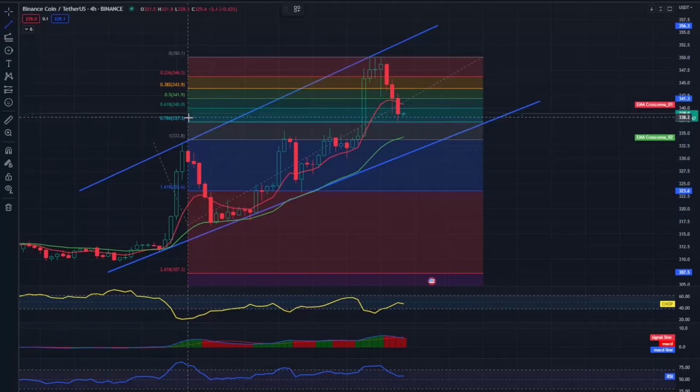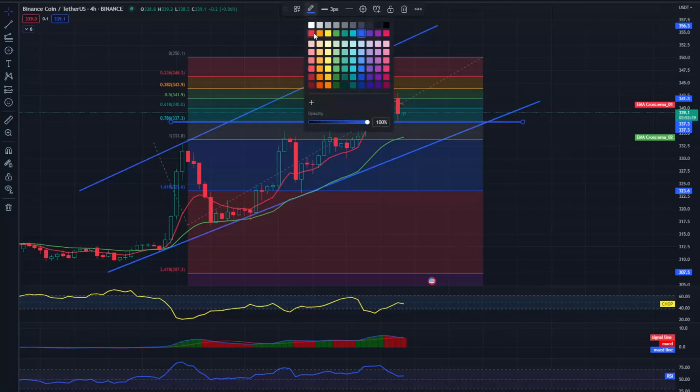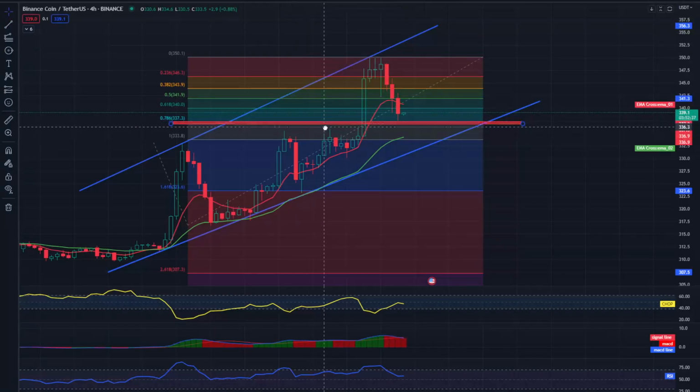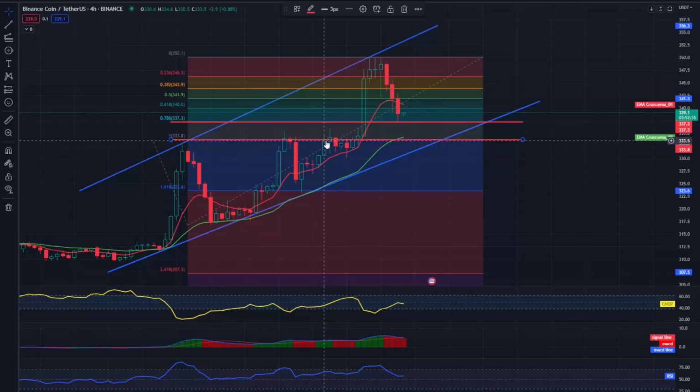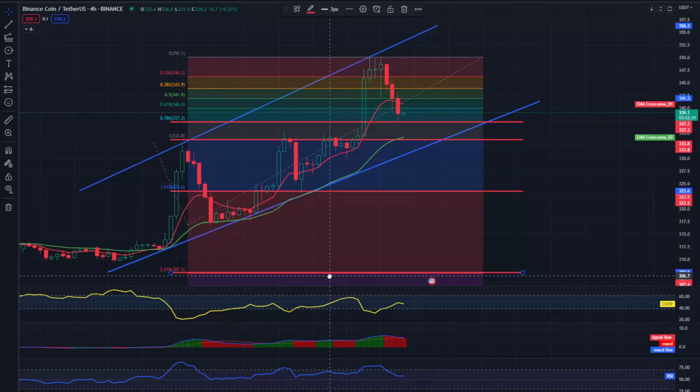Let's start by marking the support places for the price, and we see that we first have support at $337.30, but if the price goes lower, we have another support at $333.80, then at $323.50, then we can see strong drop to around $307.20.